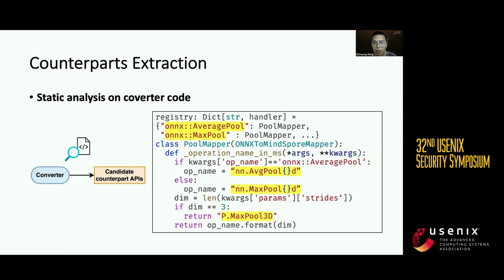The converter starts with a mapping at the operator level, which defines the mapping relationship in a dictionary, also known as a registry. In this registry, the key is the source framework's API, and the value is the handler corresponding to the operator in the target framework. The handler performs the source-to-target operator mapping according to the API parameters. Based on this code pattern, we manually identify the registry of each converter beforehand, then automatically extract the mapping of APIs between two frameworks, and the parameter conditions that should be satisfied. Eventually, we get a batch of candidate equivalent APIs.